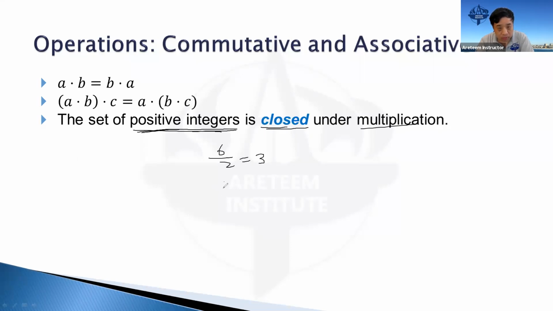For example, 6 divided by 4. That's no longer a positive integer. So that's not closed. This division is not closed. But multiplication is closed, and we can also say addition is closed. So that set is closed under multiplication and closed under addition.